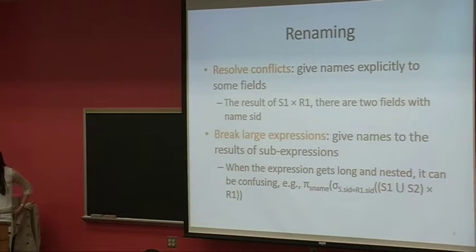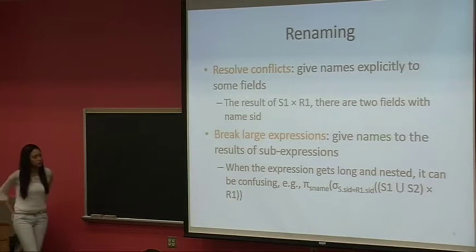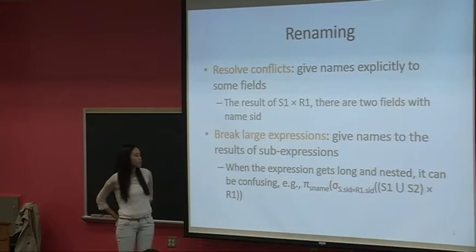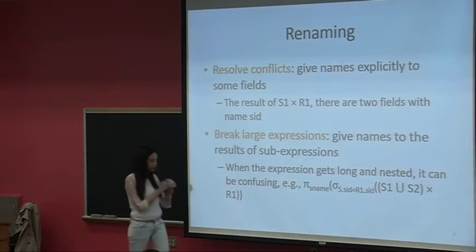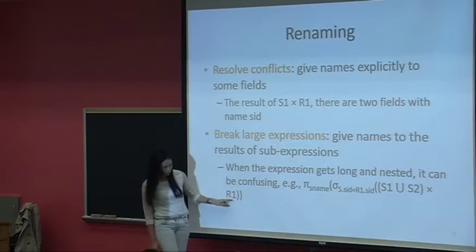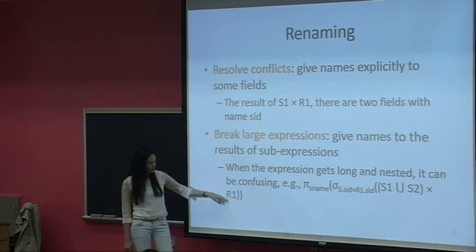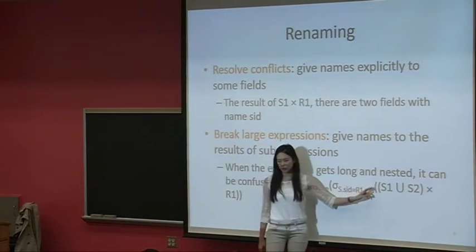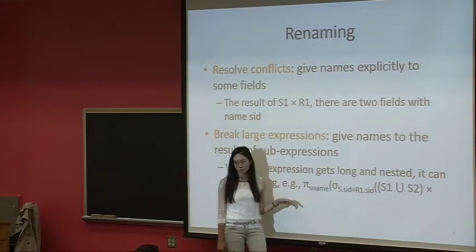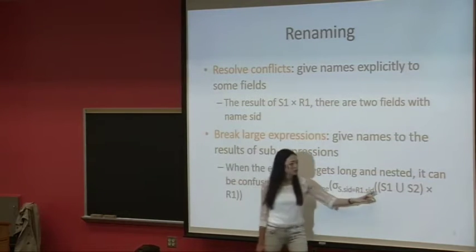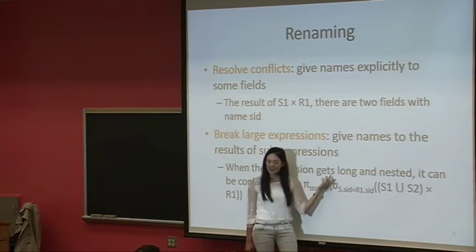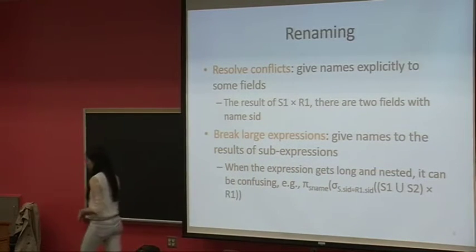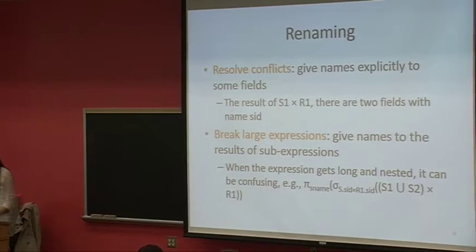Another reason is that we can break large expressions into smaller ones. We can give names to the results of sub-expressions. For example, this bigger relational algebra expression we did earlier is pretty convoluted, with so many parentheses in between. You can actually break it down, like when you write code, you write this at the first line and then assign it to some variable. Renaming is the exact same thing. You just break them down and have a clearer idea of what you're doing.